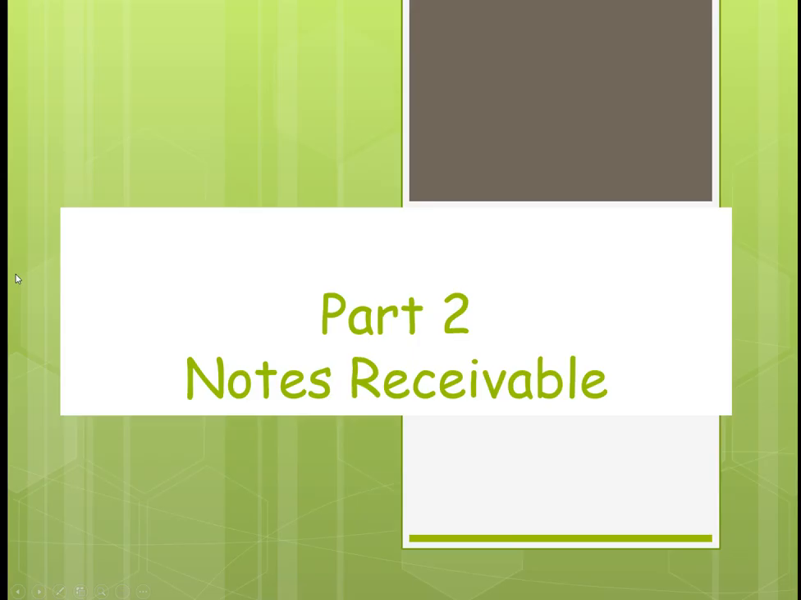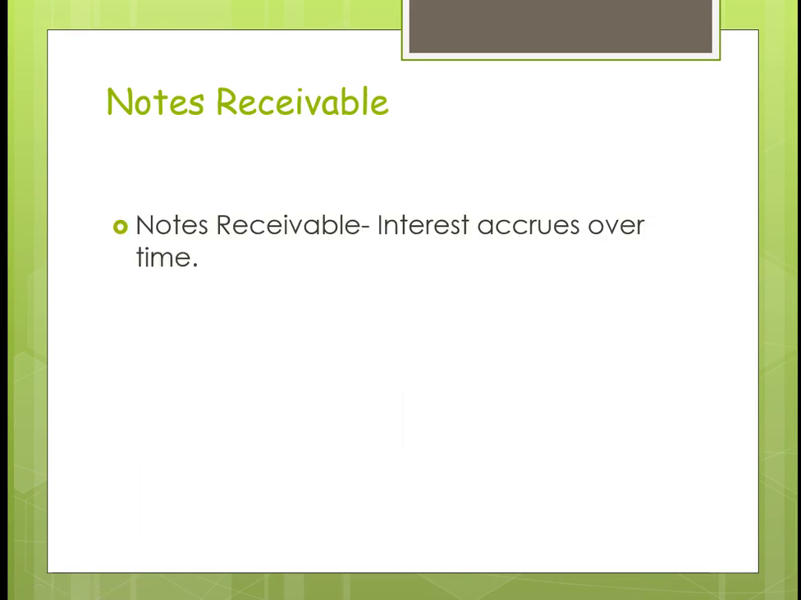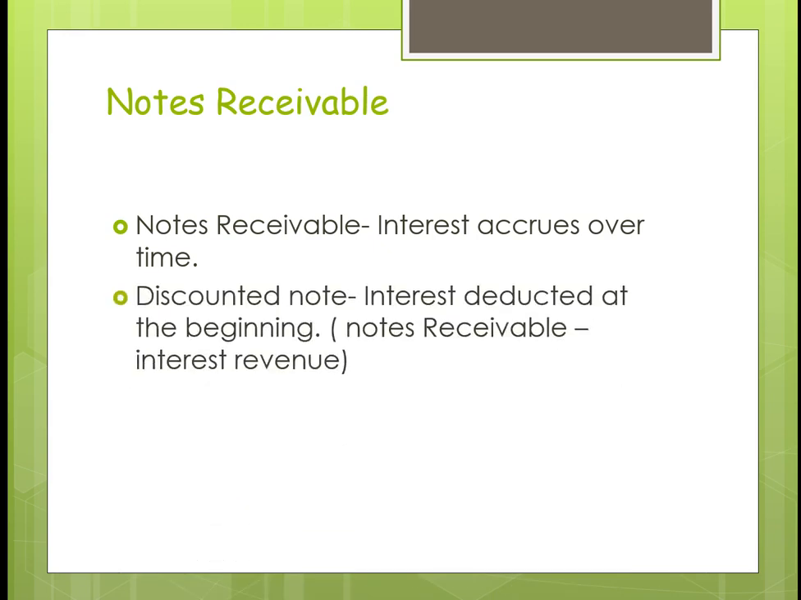Part 2, notes receivable. We can have a notes receivable where interest accrues over time. We can have a discounted note where the interest is taken out front, and we can have a zero interest note where the interest is implied. And we're going to go over examples of all three of these.